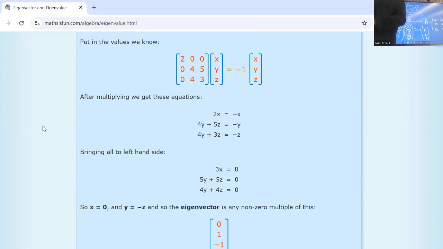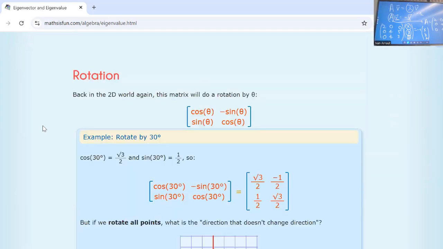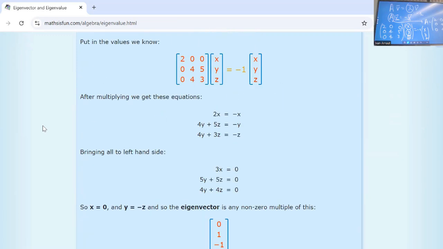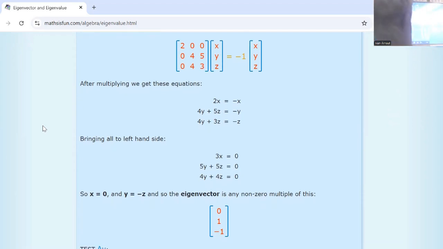You have these 3 equations. The first result is telling you that x is 0. You move x to the left, it is 3x equals 0. So x is 0. That's why the first component of the vector is 0. So if x is 0, the first component of the vector is 0. Second component, we have to find y and z.